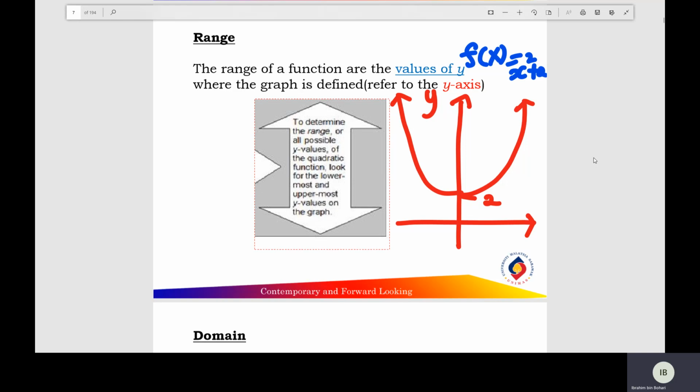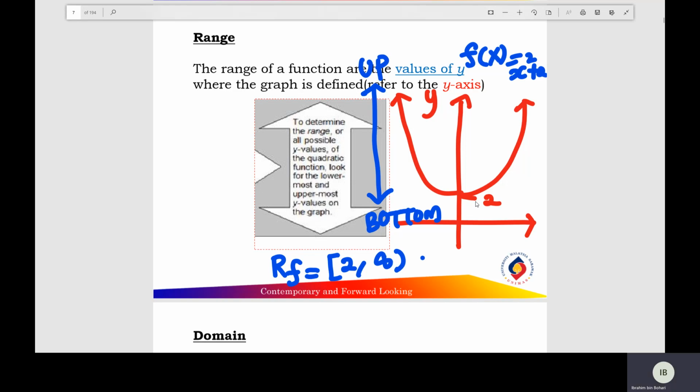From the graph of the quadratic function, you find the range of the function. The lowest value here is y equals 2, and the range starts at 2 to positive infinity. So the range of the function is, bottom up, 2 to positive infinity, and you state the range using the semi-open bracket, 2 to positive infinity.